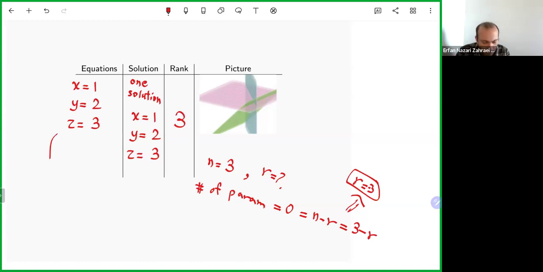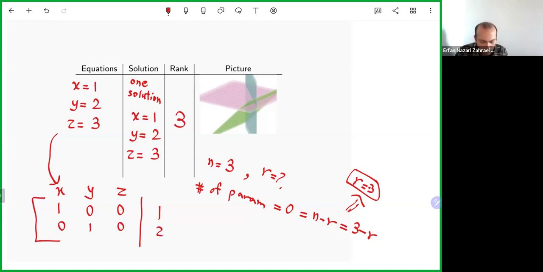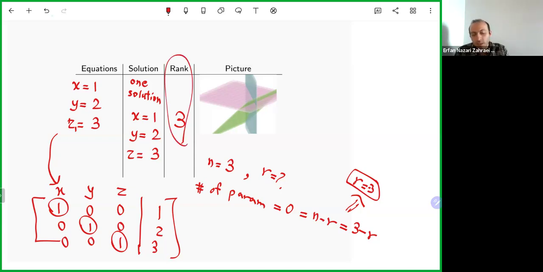But just as extra practice, let me write down the augmented matrix of this. If the columns I assign are x, y, z for the variables, then the first equation is 1, 0, 0, 1. The second equation is 0, 1, 0, 2. The third equation is 0, 0, 1, where the coefficient of z is 1, and then 3. This is already in RREF, and these three are leading ones. How many leading ones, or non-zero rows, do I have in RREF? 3. So the rank is 3. That's a second way to read the rank.